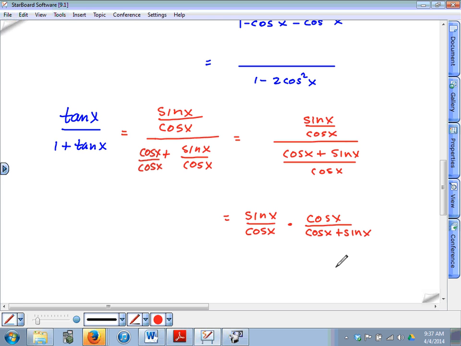Okay, which cosines? The one on the top? Well, which one on the bottom? This one here? So now we have the sine of x over cosine of x plus sine of x.